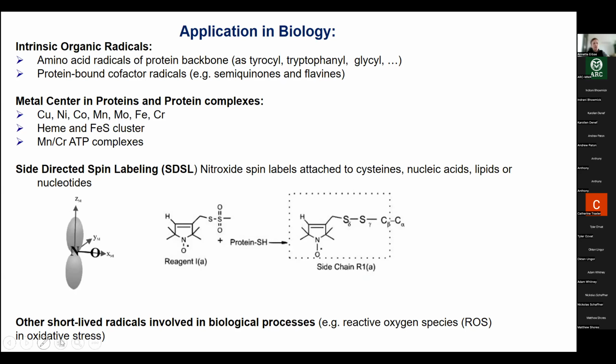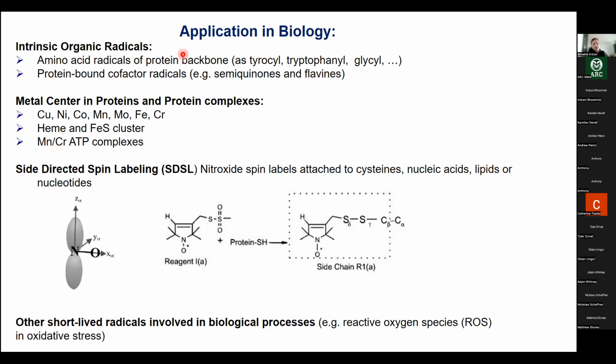And that can either be an organic radical, either an amino acid radical or a bound cofactor radical. For example, tyrosine radicals are involved in photosystem 2 activity. Or it can be a metal center. So usually it's a transition metal at an EPR active oxidation state. Heme clusters, iron sulfur clusters, magnesium, manganese or chrome ATP complexes.